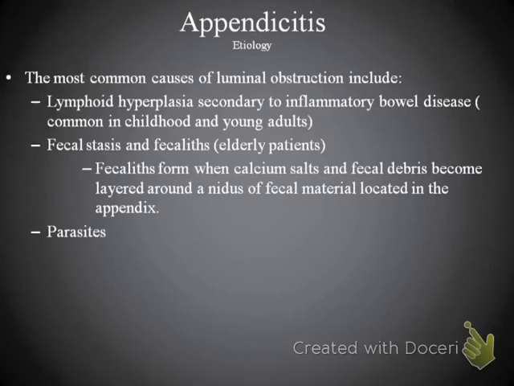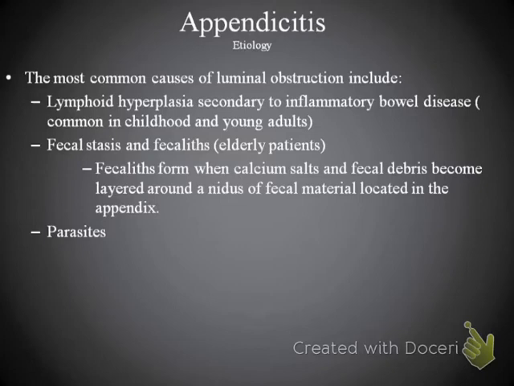The most common causes of luminal obstruction include lymphoid hyperplasia secondary to inflammatory bowel disease. It's common in childhood and young adults. Fecal stasis and fecaliths, which are indicative of elderly patients. Fecaliths form when calcium salts and fecal debris become layered around a nidus of fecal material located in the appendix.